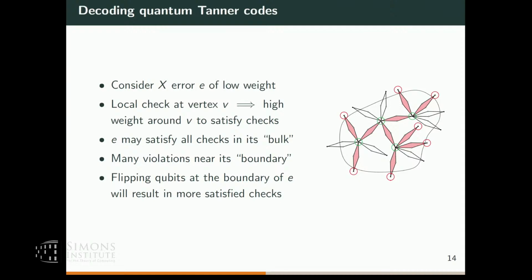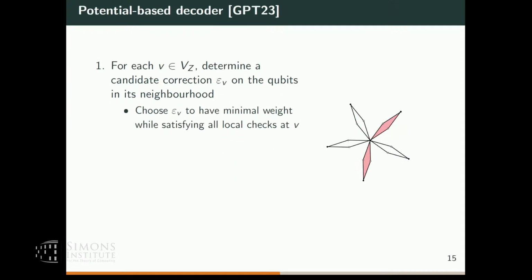Okay, so that is the intuition. But now let me say a bit more specifically how the decoder works. Again, we're decoding the X-type error. Around every single Z-type vertex, we're going to compute a candidate correction, epsilon v. Epsilon v is chosen to be a minimum weight correction, meaning that it's the minimum weight set of qubits such that if we were to flip them, applying an X operator to these qubits, that would result in all of the checks at this vertex being satisfied.